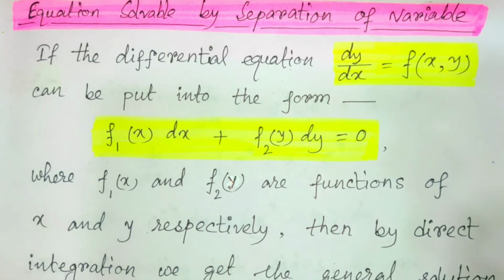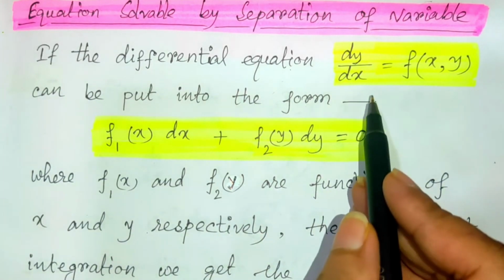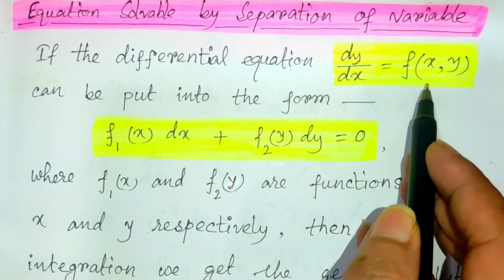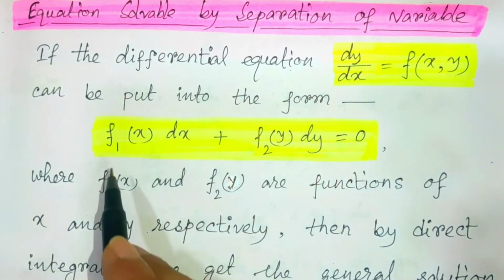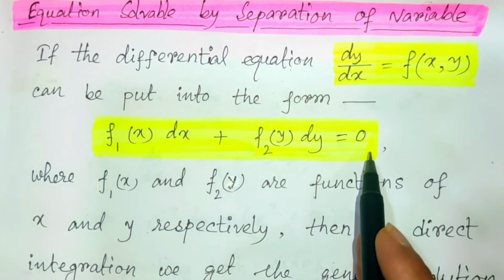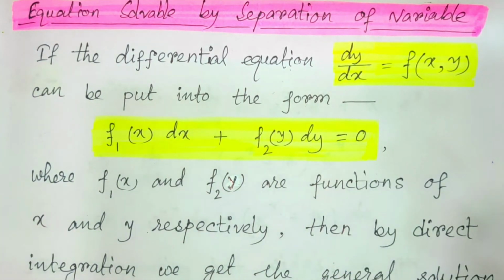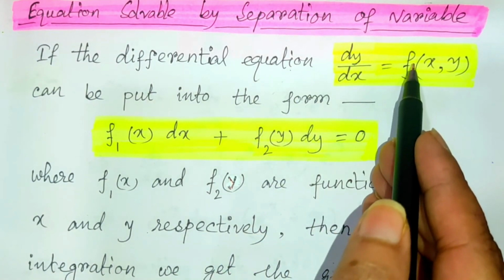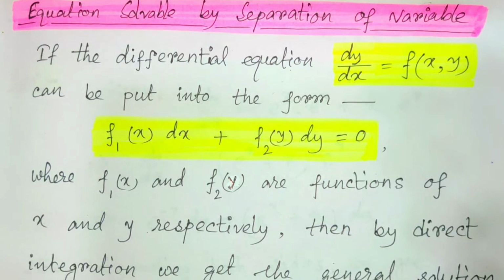So first of all, the differential equation is of the form dy by dx equals f of x, y. This one we can put into the form f1(x) dx plus f2(y) dy equals 0 if it is possible to solve this differential equation by the method of separation of variable, where f1(x) and f2(y) are two functions. f1(x) is entirely a function of x and f2(y) is entirely a function of y.